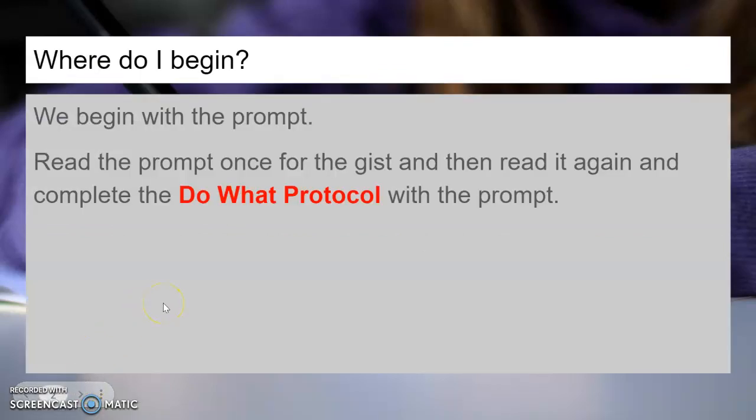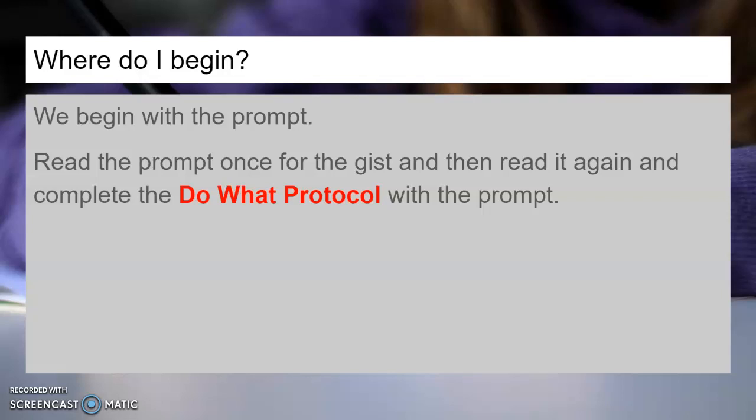So where do you begin? The first thing that you need to do is to familiarize yourself with the prompt. And the prompt is another word for the question. So you need to go back and reread the prompt to make sure that you understand the gist or general idea of the prompt. After you have a general idea of what the prompt is asking you to do or to find or to look for, you need to read it again, and this time you need to complete the do what protocol with the prompt.